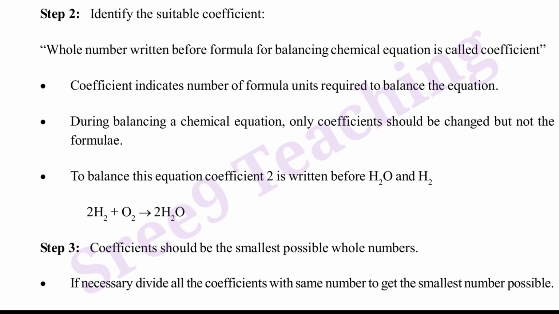You see, third point: to balance this equation, coefficient 2 is written before H2O and H2. Previously it was H2 plus O2 gives H2O. Now you see, on the left-hand side 2H2 is 2 times 2, that is 4 H's. On the right side of the arrow you see 2H2O, which means 2 H2 and 2 O's. So 2H2 means 4, and on the left-hand and right side 4 H's are balanced.